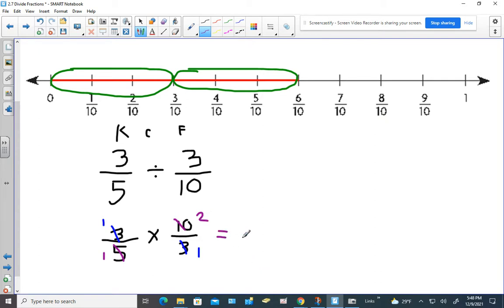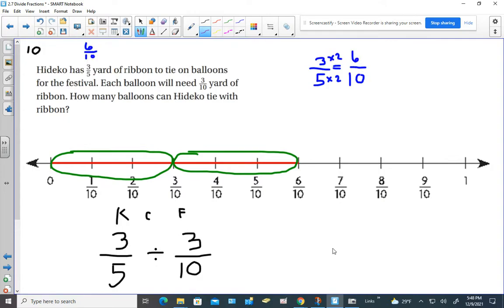So if we go across, we get 1 times 2 is 2, and 1 times 1 is 1, and 2 divided by 1 is 2. So go ahead and bubble in choice 2.